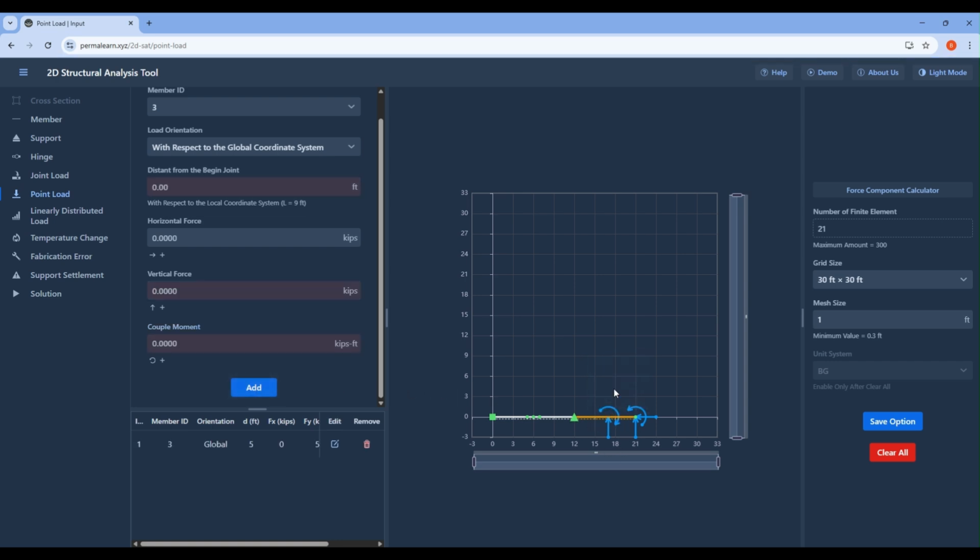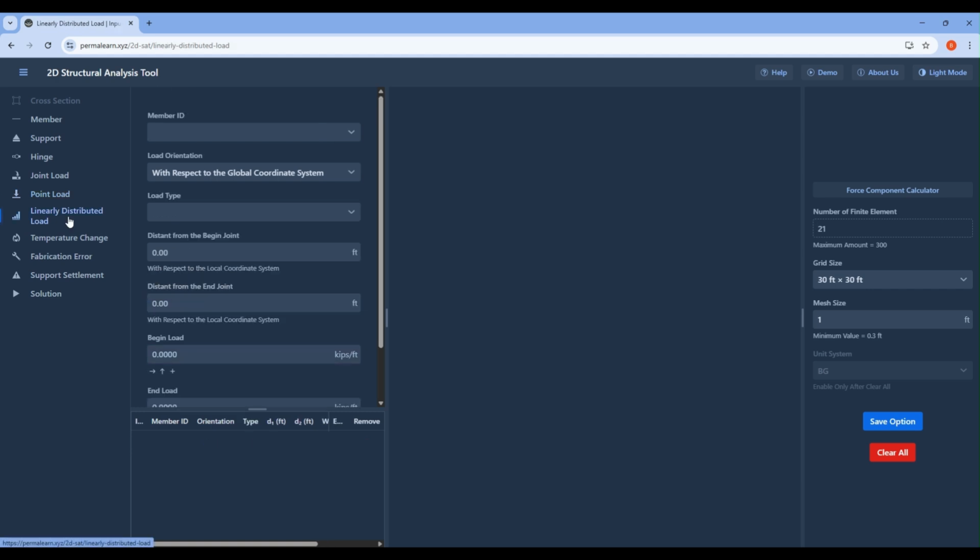It will generate this force and bending moment on this member, from point C here to this point, which is 5 feet as I input. And now let's move on to the linearly distributed load.